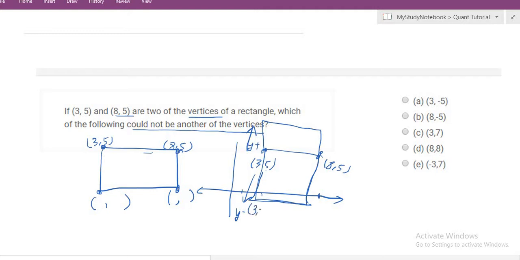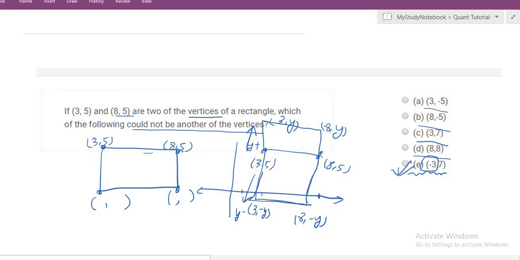So the other vertices could be (3, minus y) and (8, minus y), or if it's in the positive direction then it could be (8, y) and (3, y). Now if we look back at the options that we have, we see that (3, minus 5) is possible, (8, minus 5) is also possible, (3, 7) and (8, 8), all of them could be possible. But option E is the oddball because it starts with minus 3, and as we have seen, none of the x coordinates is going to be negative. So this is the option that we should choose.